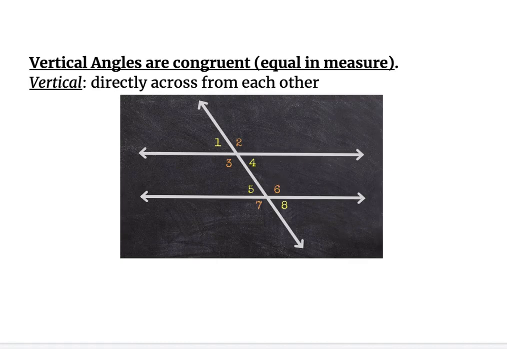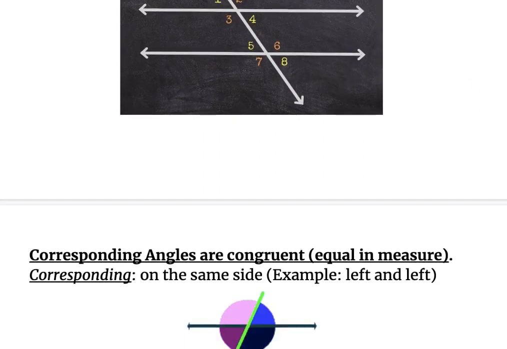Okay, so that's your first type of congruent angles that are always created by a transversal cutting through 2 parallel lines. That's always going to be what they have in common. 2 parallel lines cut through by a transversal.